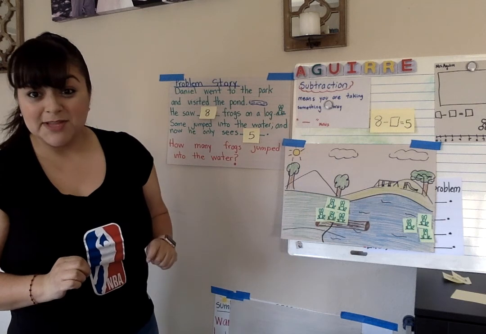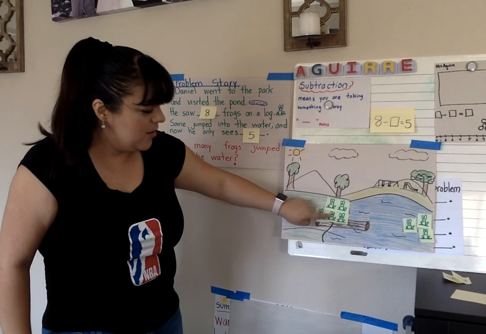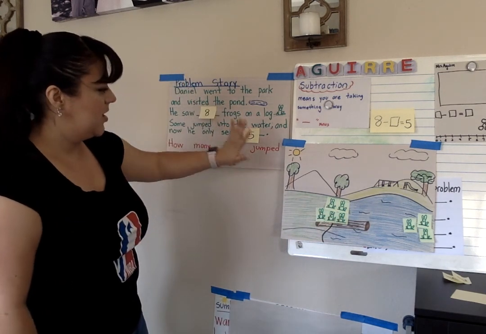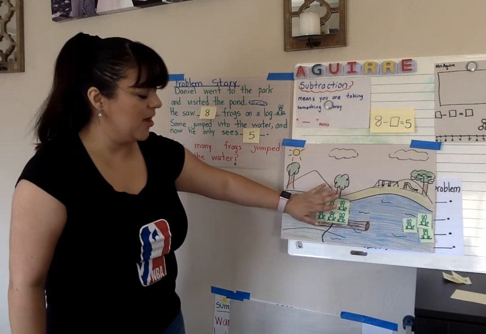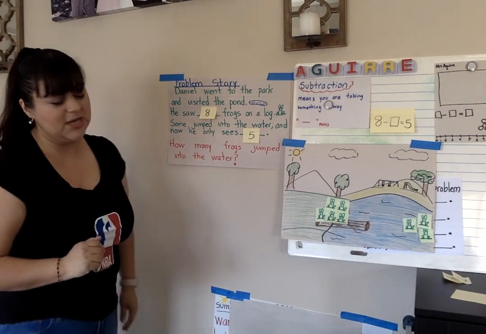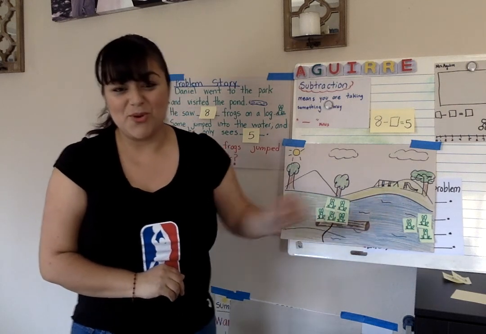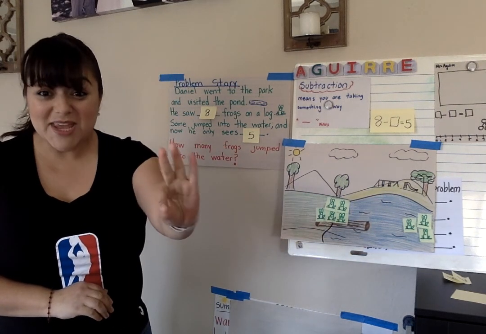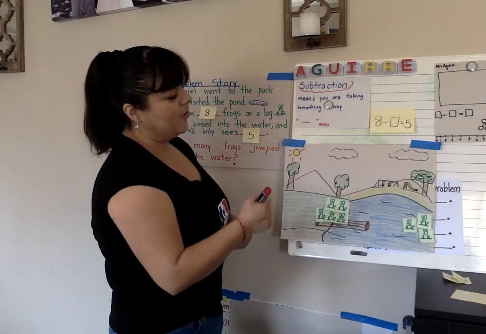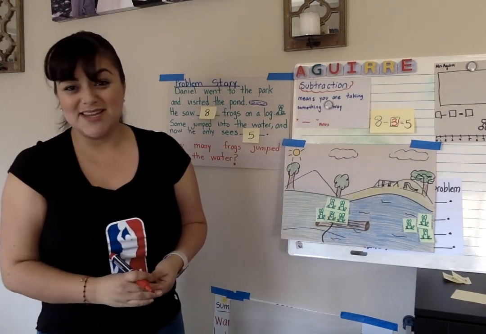Is that 5 left on the log? Let's see, let's count. 1, 2, 3, 4, 5. Okay, great. So, we had 8. Now he only sees 5 on the log. So, how many? Let's look at our problem question. How many jumped in the water? What is that number over there? 3. Great. So how many jumped into the water, guys? 3. So we solved for the missing numeral.